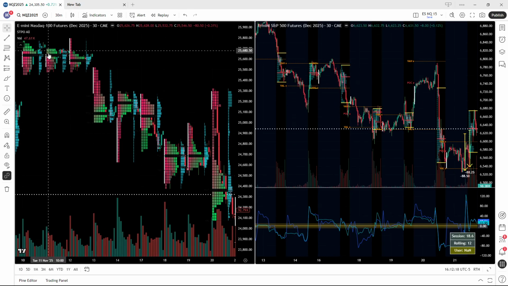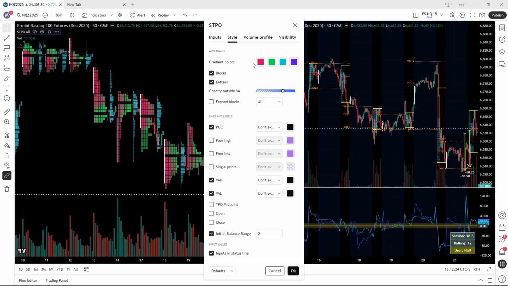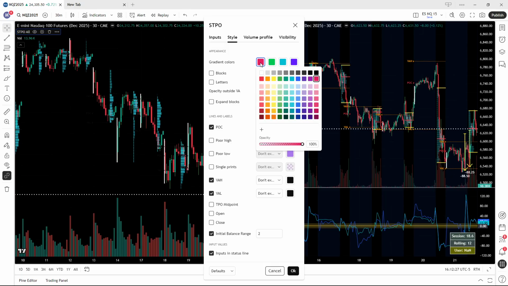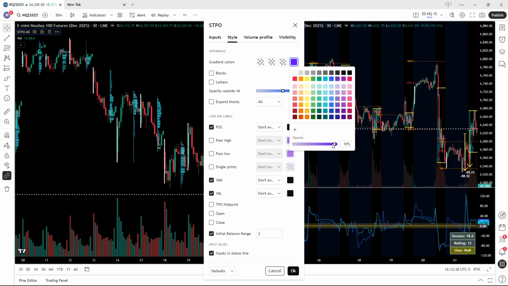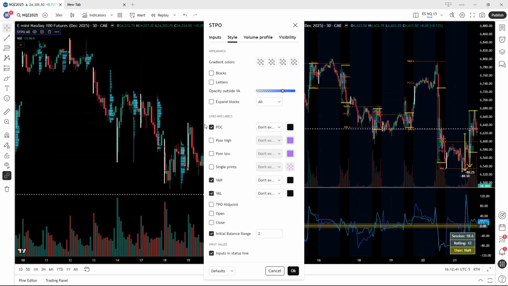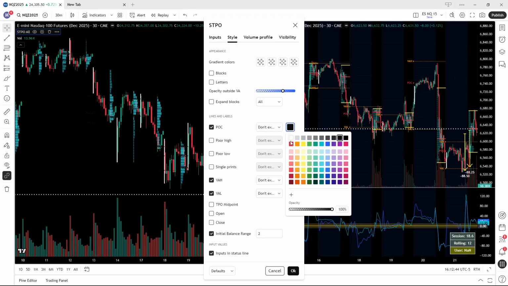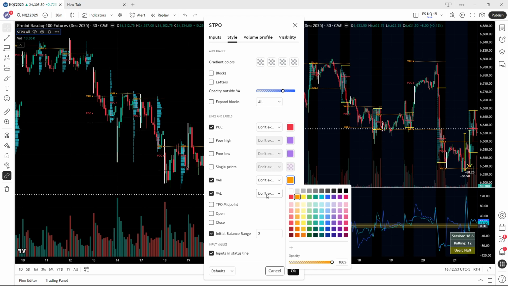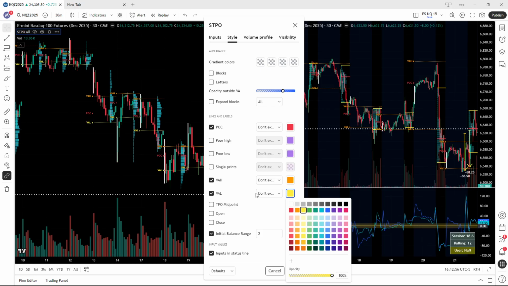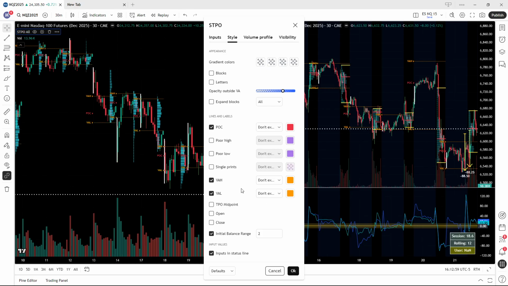All right. So we're going to go into the Session TPO settings, and we're going to turn the letters and blocks, and I go in and I turn all these opacities down to 0 to make sure they don't come in and mess with anything. You can show POC, it's your choice. I tend to show all POCs in red. And for the TPO, I'm going to show value high and value low as an orange. And on the volume, I'm going to set it as yellow.